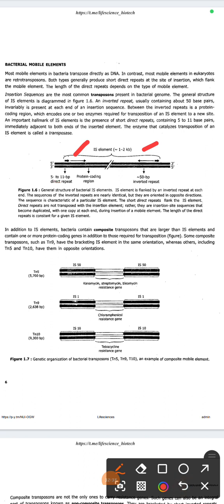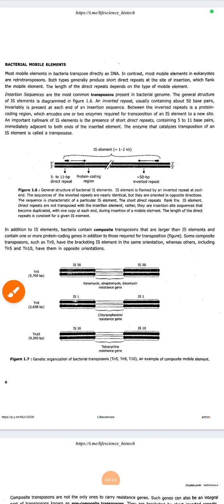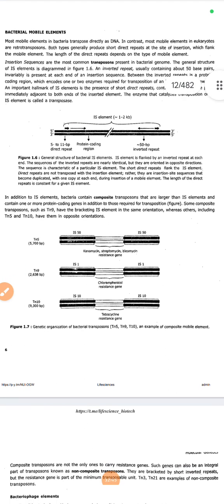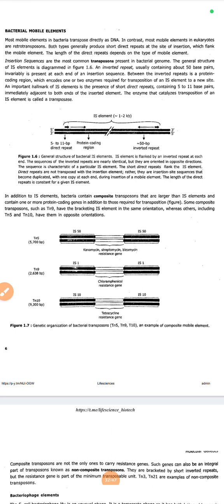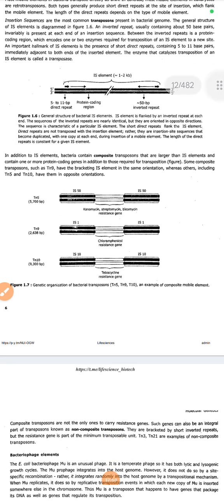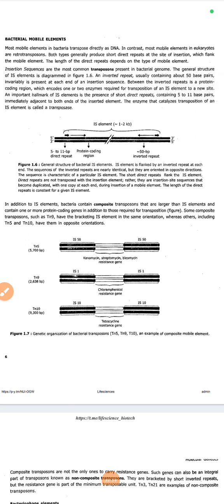Second is the composite transposon. So what is a composite transposon? Composite transposons are larger than IS elements and contain one or more protein coding genes in addition to those required for transposition. So whatever is required in the first case, it has some protein coding genes as well.